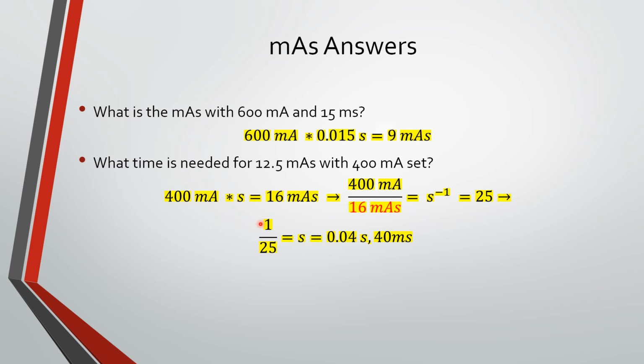And now we need to flip it to get this to seconds. So 1 over 25 equals 0.04 seconds, which is also the same as 40 milliseconds. So if we do 40 milliseconds times 400 mA, we get 12.5 mAs. This was a much more complicated way to do it, but you could certainly do it that way.